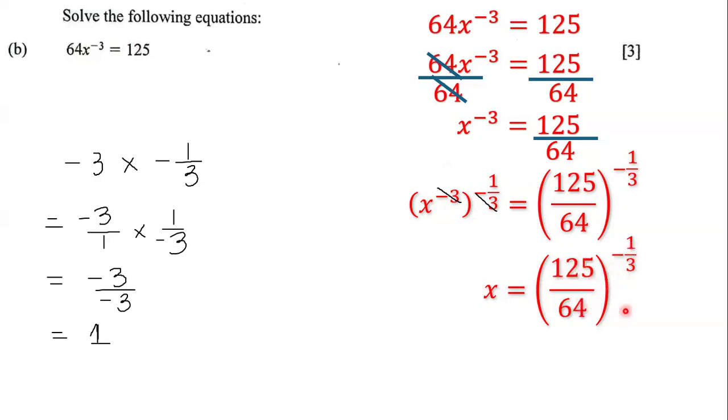Let's divide what we have on the inside, and when we divide these two numbers, we have 1.953125, all raised to the power of -1/3. And when we evaluate that, we get that x is equal to 0.8. And so that means that our answer is x is equal to 0.8.